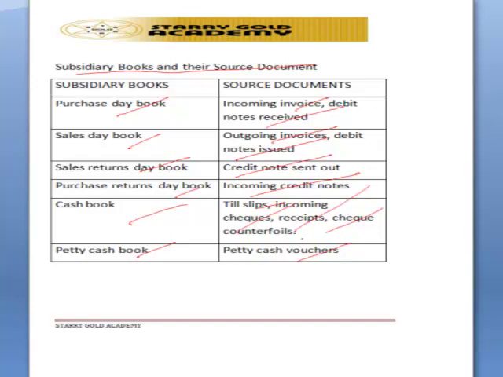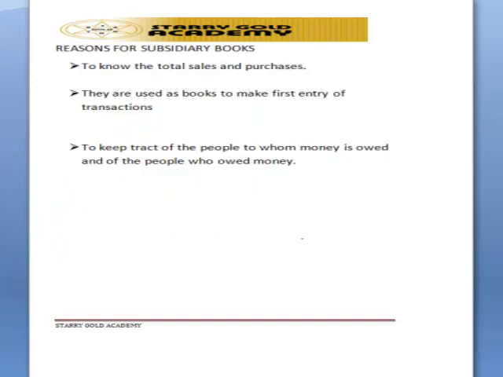Let's consider the reasons for subsidiary books of account. One of the reasons is to know the total sales or purchases. We want to know the total sales or purchases. Another is that they are used as books to make first entry. I've told you they are first entry transaction books. Another is to keep track of people to whom money is owed.